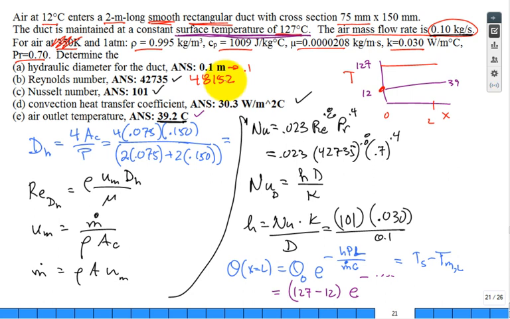So, how about then the Nusselt number? It changes to 112. All right, what about the convection coefficient? It changes to 29.4. And what about the outlet air temperature? It changes to 38.5.